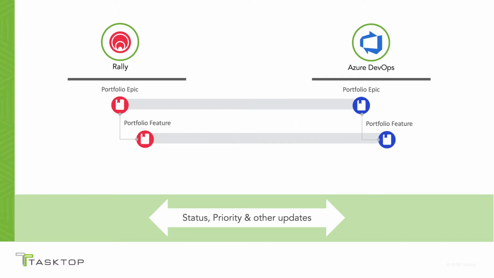And once the team in Azure DevOps breaks that epic and feature down into stories, Tasktop will take that story and synchronize it back to the correct team and project in Rally under the originating epic and feature. As Tasktop synchronizes these items back and forth between tools, you will see updates such as progress, priority, and assignee flow between Rally and Azure DevOps.